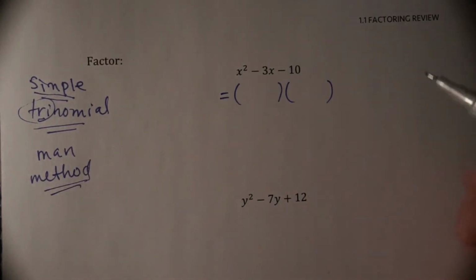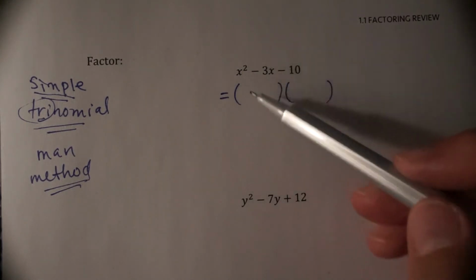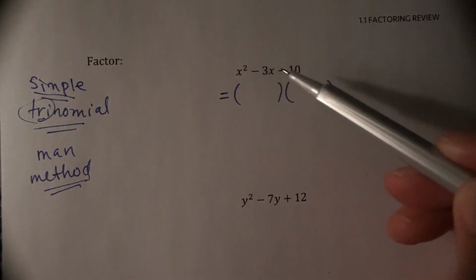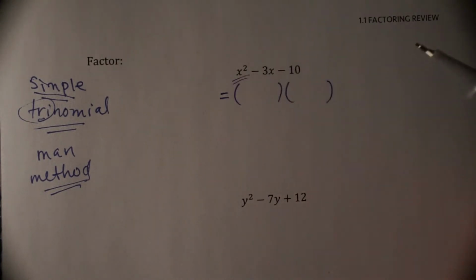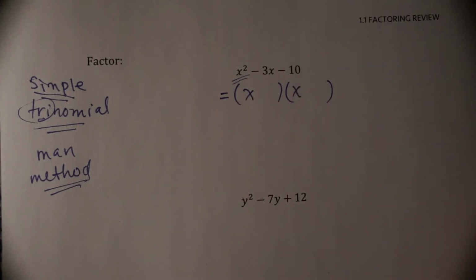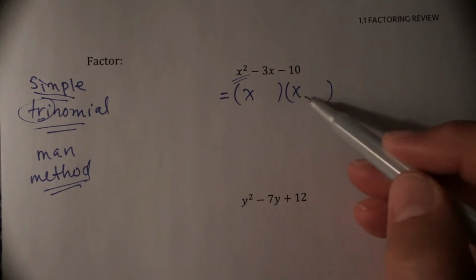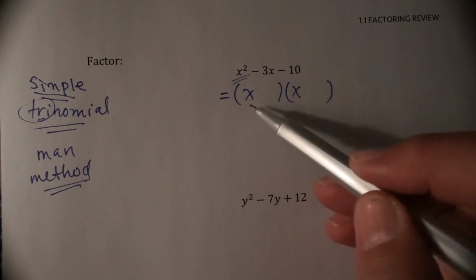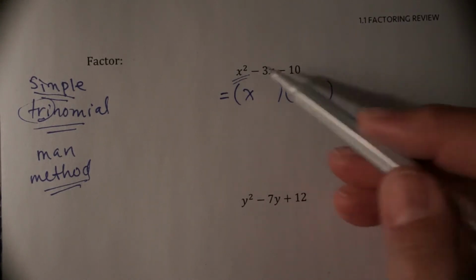Okay, so the first step is we know we want to go to two brackets, so we write the brackets just empty. And then we say, okay, I know I'm multiplying these brackets to get this one, and the first term I need to get is an x squared. So that's very easy. I know that these two have to be x. The tricky part is to figure out which numbers would go in here so that when I multiplied it out, I would end up with this.